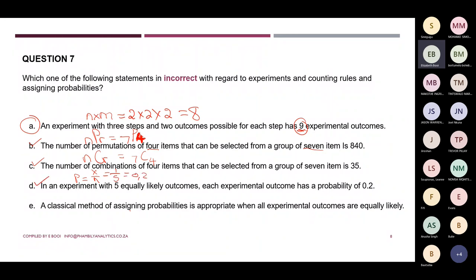And the last one is your definition of what the classical method is. The classical method is almost like defining how you find the probabilities. It's a method of assigning probabilities when all experimental outcomes are equally likely. Like, for example, with number D, we did that. It's correct.